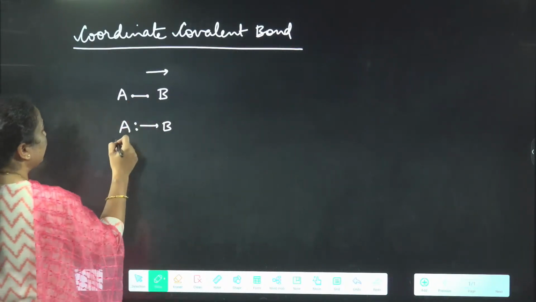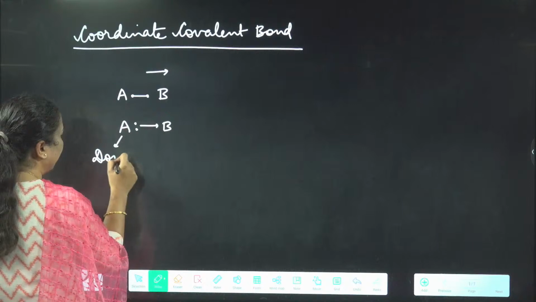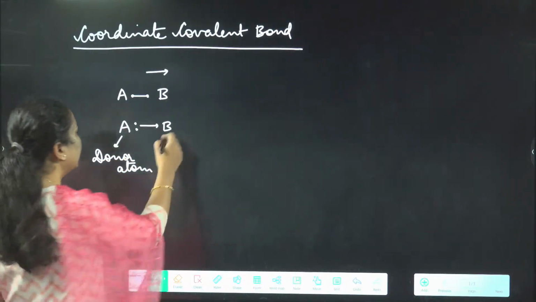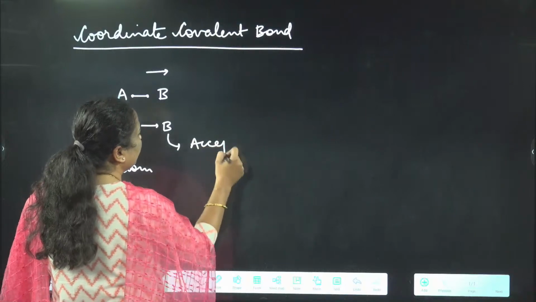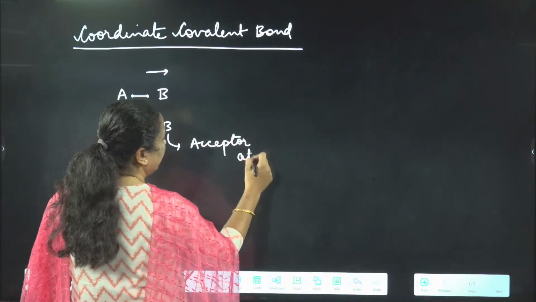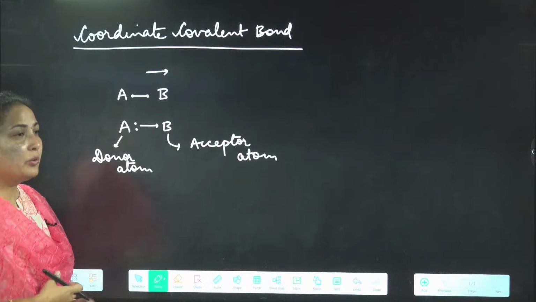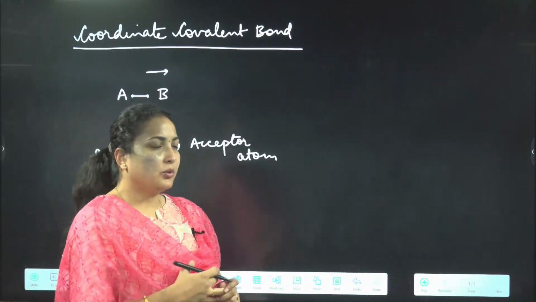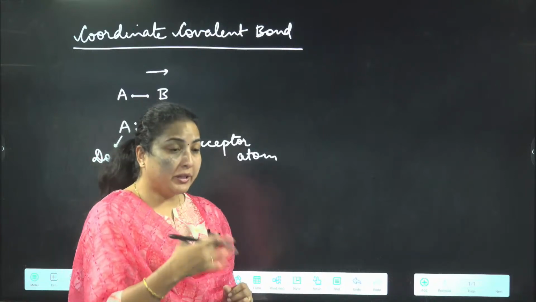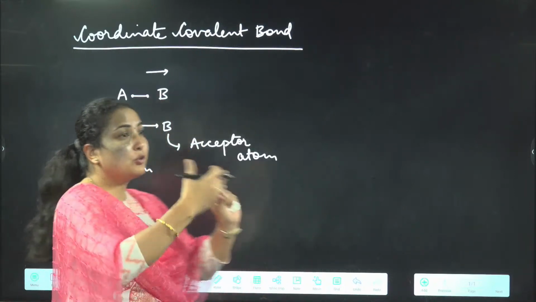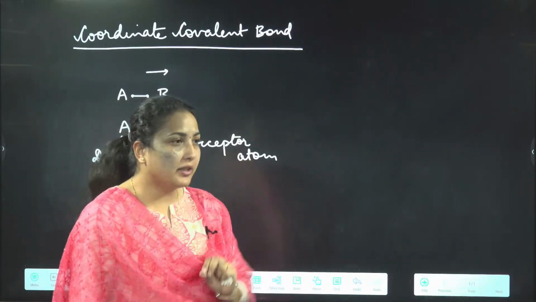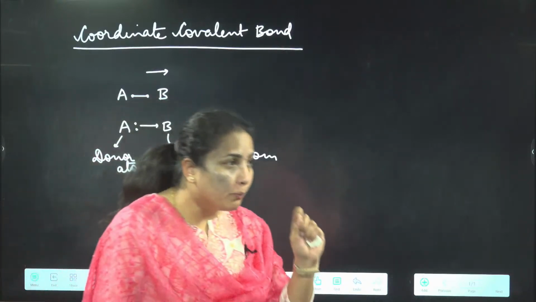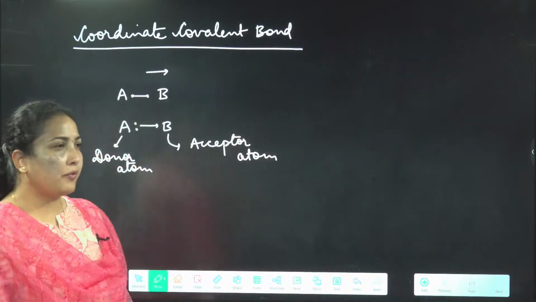Suppose this is A, this is B. I'm going to say this is the donor atom because it is going to give, and this one is accepting it, so it is the acceptor atom. When it comes to the donor atom, if it has to share the lone pair of electrons, there are certain conditions. First of all, its octet should be complete and it should have at least one lone pair of electrons.